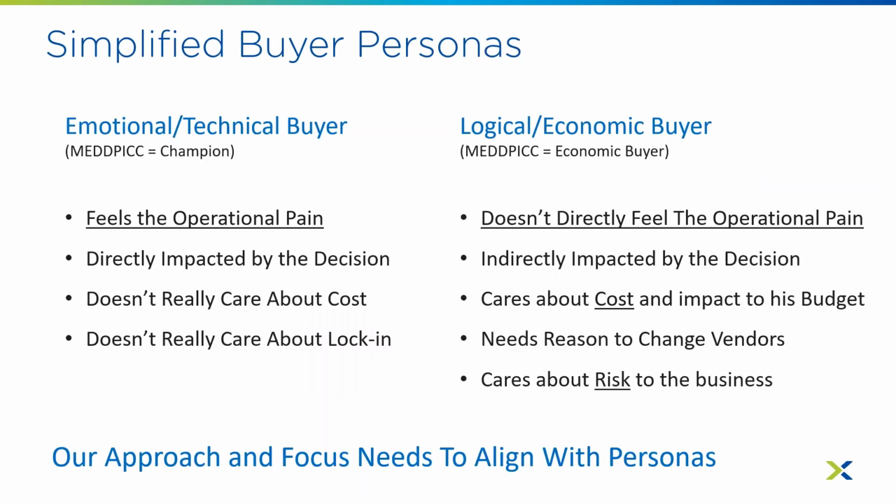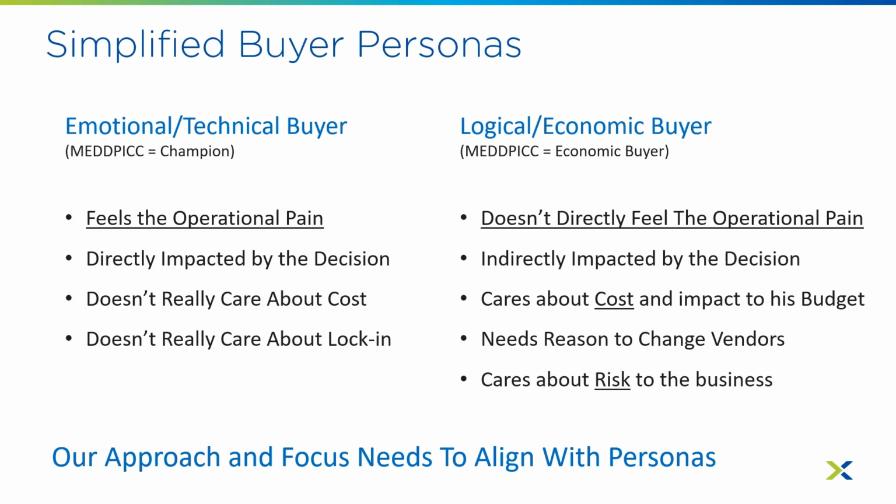Now, the problem with that approach is that it doesn't take into account the different buyer personas that we're going to run into in a deal. And so for this particular exercise, I'm not going to get overly complicated with a whole pile of different buyer personas. So we're going to focus really in on two buyer personas. We're going to focus in on the emotional or technical buyer. And from a MEDDPICC perspective, this is the champion that you're building. And then we're going to focus in on a logical or economic buyer. And from a MEDDPICC perspective, this is your economic buyer.